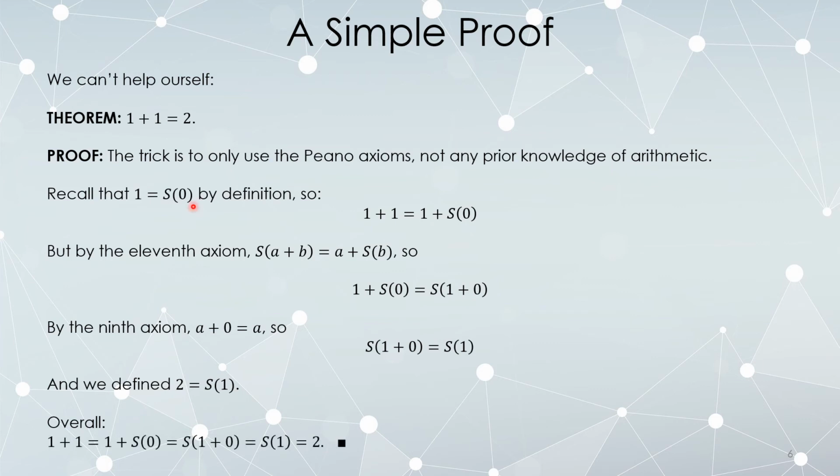1 plus 1, well, 1 is the successor of 0. Axiomatically, 1 plus the successor of 0 must be the successor of 1 plus 0. 1 plus 0 is axiomatically 1, and the successor of 1 was defined to be 2, so overall, 1 plus 1 equals 2.